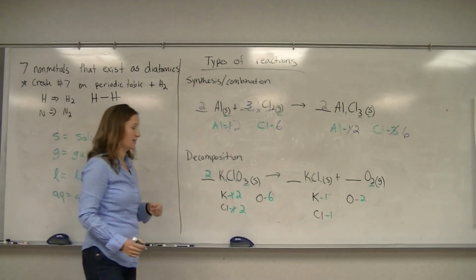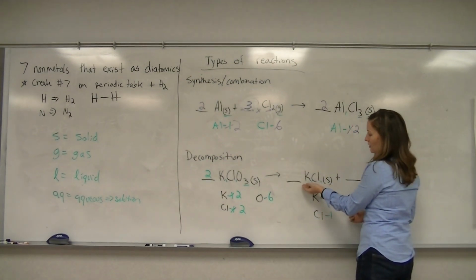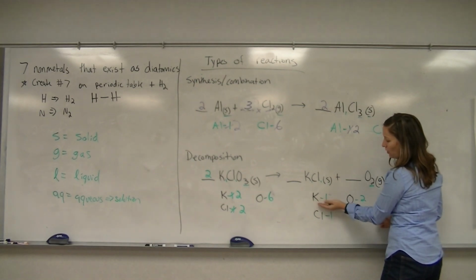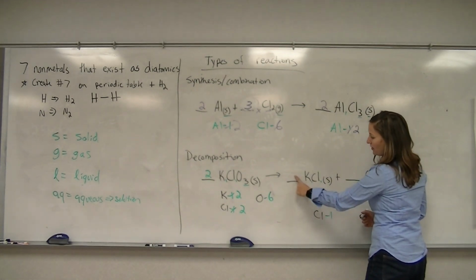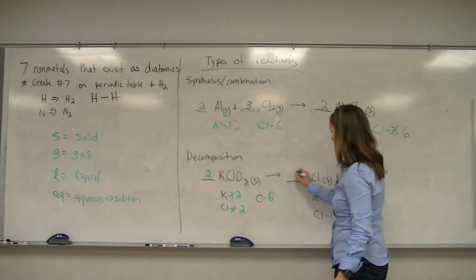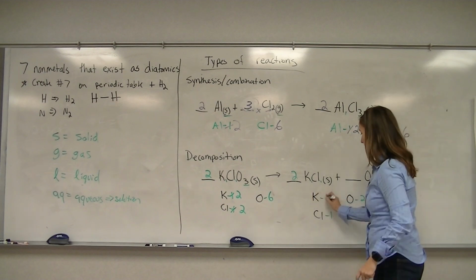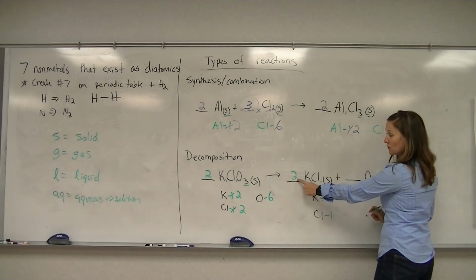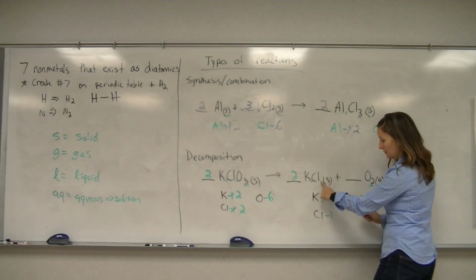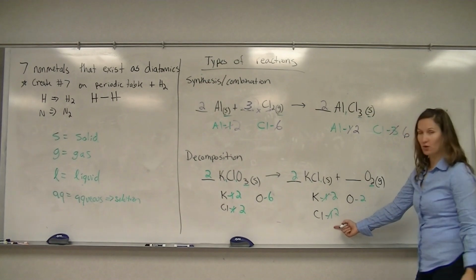So now let's go to the product side and try to get this balanced. Let's start with the potassiums. I have 2 on the reactant side. I want 2 on the product side. So what coefficient can I put here to get there? Just a 2. 2 times 1 gives me 2 potassiums. This is also going to affect my chlorines, which is good, because 2 times 1 gives me 2 chlorines as well, and I needed 2. Now the chlorines are balanced.